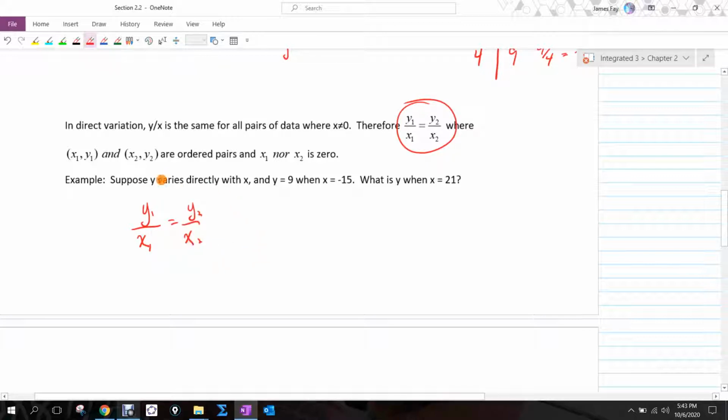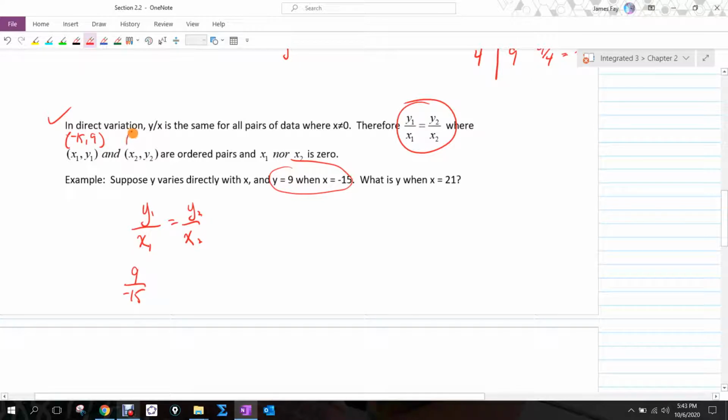Okay. So suppose y varies directly with x. That's what this is saying here. We know that this should be true when that happens. It says, and y equals 9 when x equals -15. Y equals 9, so I'm going to let y1 be 9 and x1 be -15. When they say this right here, it's like they're telling me x1 is -15 and y1 is 9.